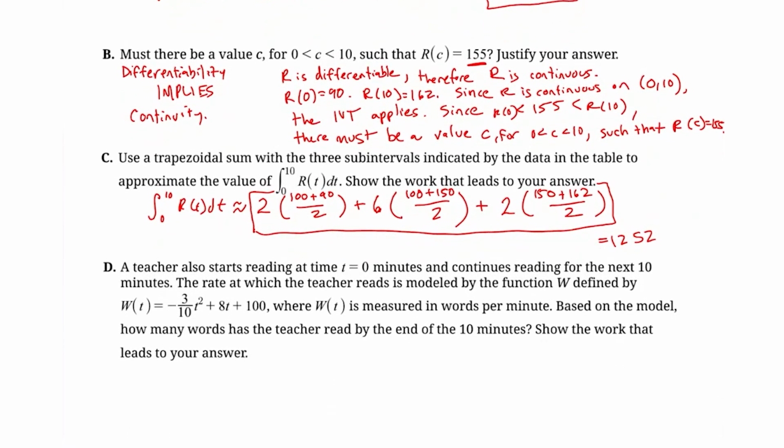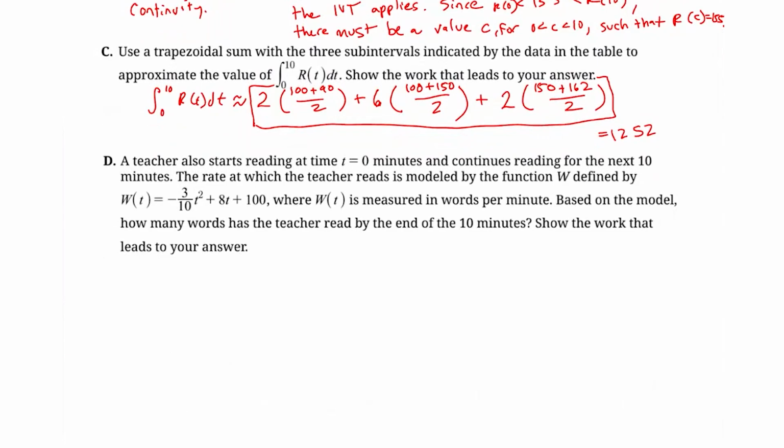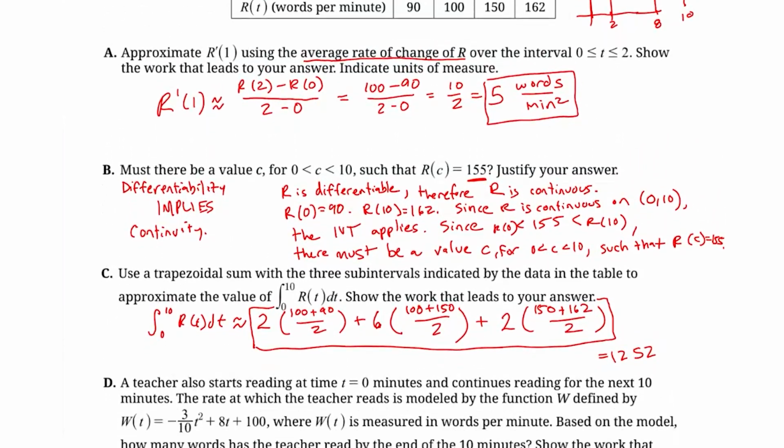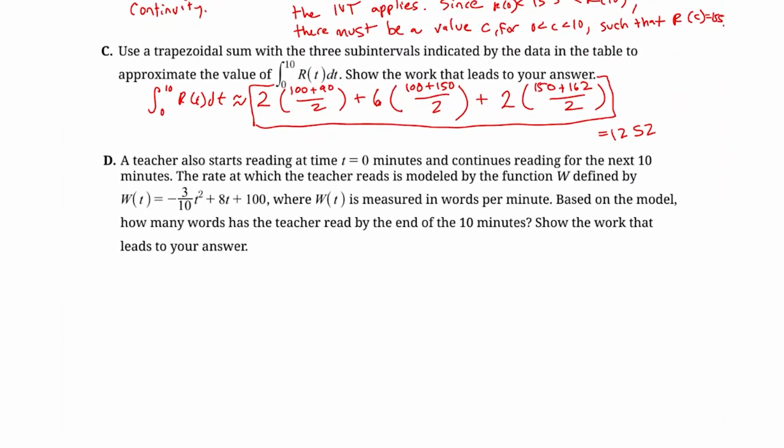Okay, the last part of question 3 is part D. It says a teacher also starts to read. I love this context here with the student and the teacher reading. At time t equals 0 and continues to read for the next 10 minutes. The rate at which the teacher reads is modeled by the function W defined by W(t), and that is given, where W is measured in words per minute. So W is going to be a function similar to R in that it is measuring the rate at which a person is reading. R is measuring the student, and W is measuring the teacher. Based on the model, how many words has the teacher read by the end of 10 minutes?